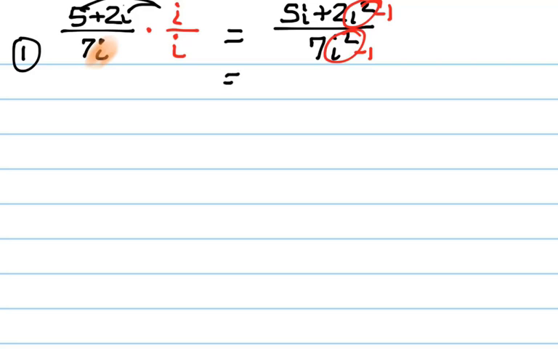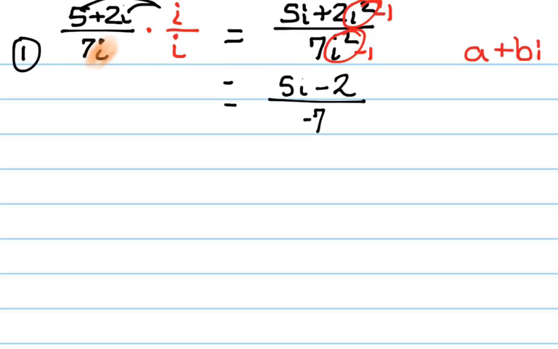So that is going to give me 5i, I'm actually going to write this over two lines, 5i minus 2, divided by 7i squared, or 7 times -1, which is -7. Now, we want this to be in that format that we talked about yesterday, of a plus bi. So that means we need to split this apart. And so you will split apart the -7 to both pieces.